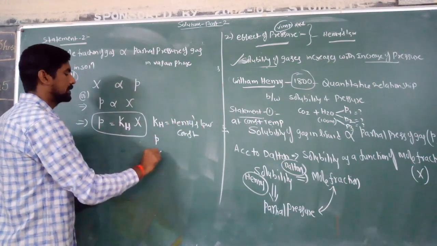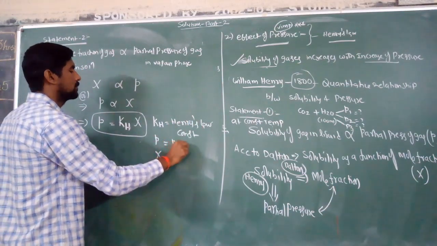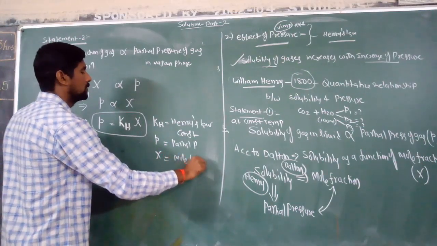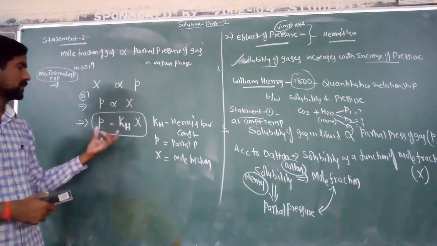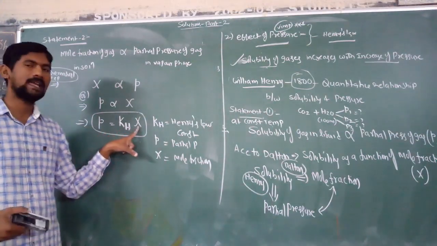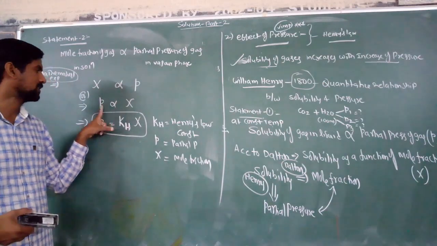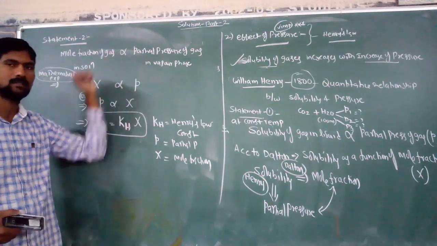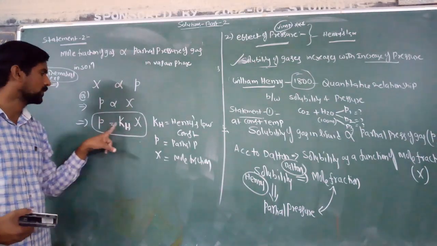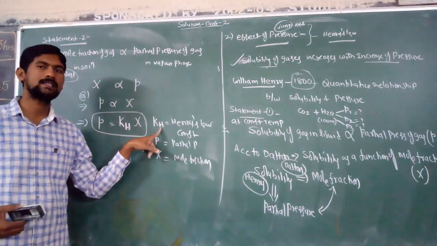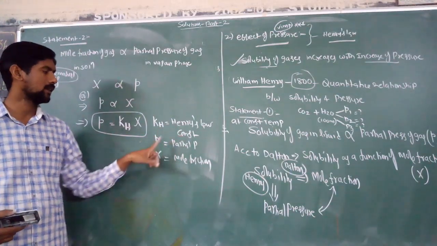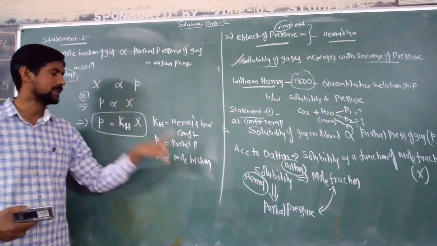You know that P is partial pressure and X is mole fraction. So what is the mathematical expression of Henry's law? P is equal to KH into X. Partial pressure is directly proportional to mole fraction. P is equal to KH into X, where KH is the proportionality constant, known as Henry's law constant, P is partial pressure, and X is mole fraction.